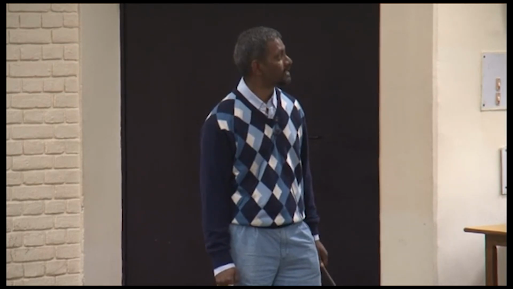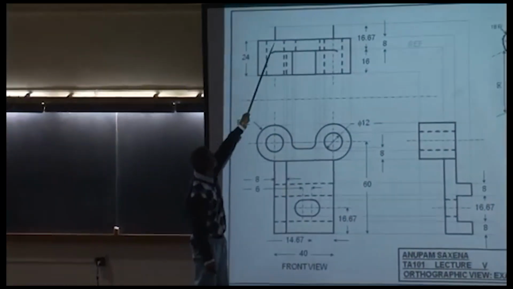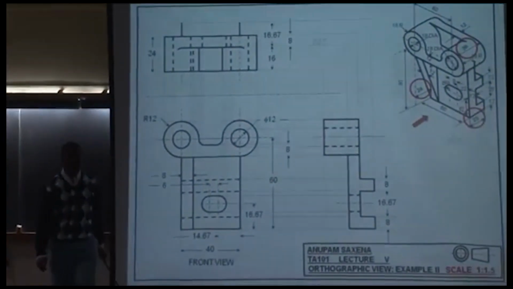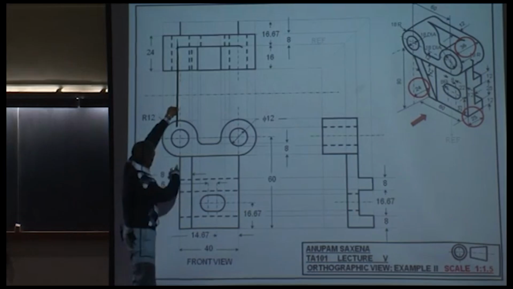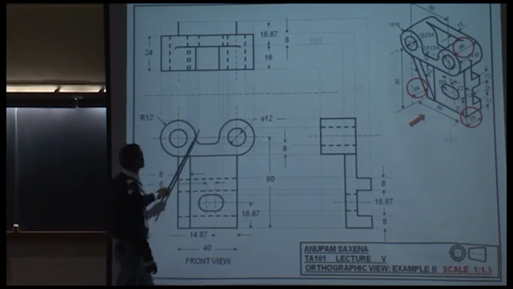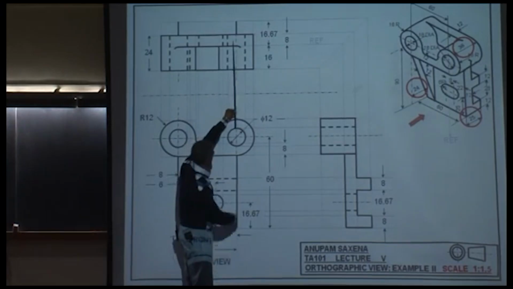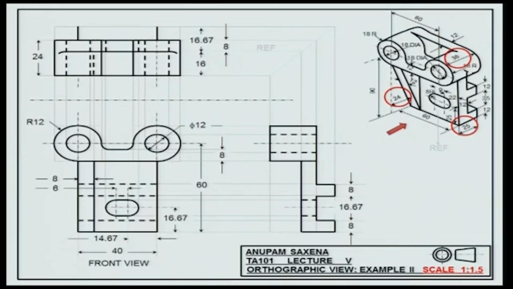Now, look at these lines. I didn't start from here. Rather, I started from here. Okay? If I take a projection of this, that would match with this vertical line. Likewise, if I take a projection of this, that would match with this vertical line. Okay? That would be a solid rectangle.